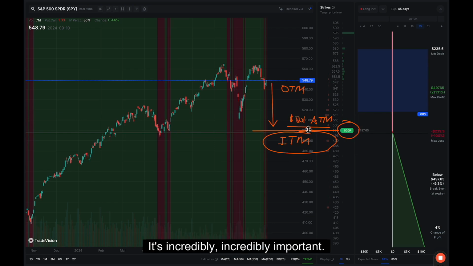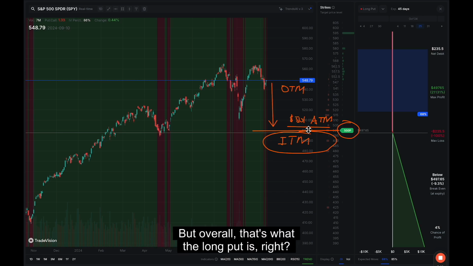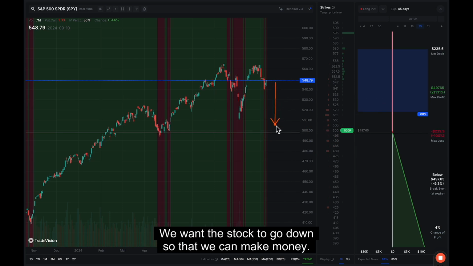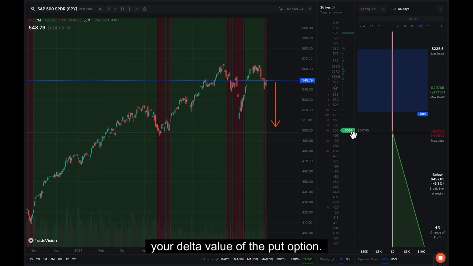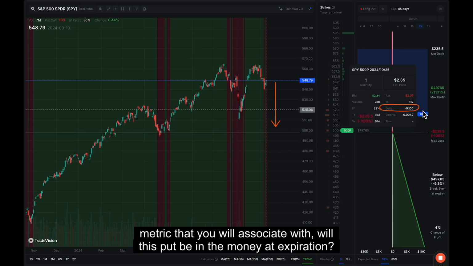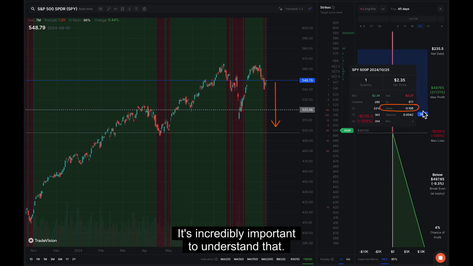It's incredibly important. But overall, that's what the long put is, right? We buy the put. We want the stock to go down so that we can make money. Now, what's also important to understand is going to be your delta value of the put option. So the delta will be your rate of change, and it will also be the probability metric that you will associate with, will this put be in the money at expiration? It's incredibly important to understand that.